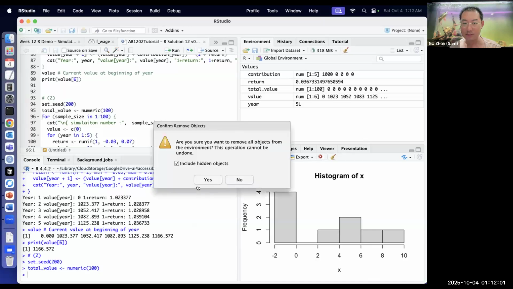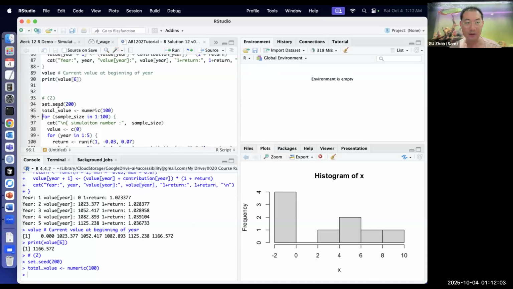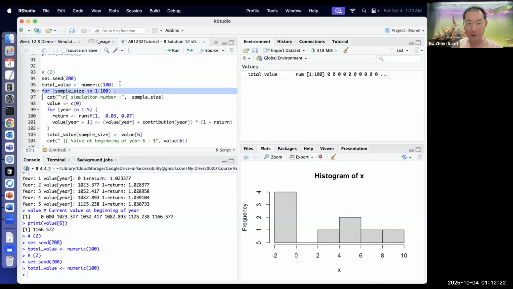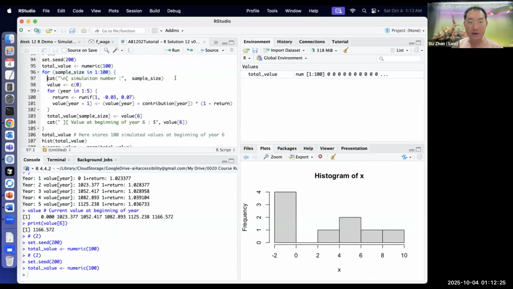Okay, let's clear everything. Total value numeric 100. So that means you need to hold 100 values. Each value is the total investment value at the beginning of year 6. Okay. So now loop it for 100 times. Inside it, I want to have a look at what is the simulation number now. So I want to look at what is the first sample, second sample, the third sample, right? Then the value will be set to 0, so that later we're going to store it.